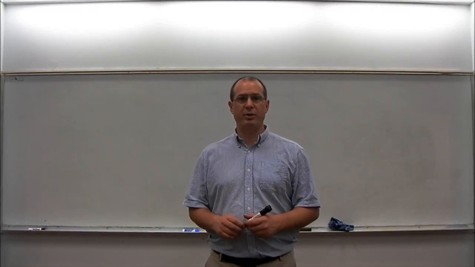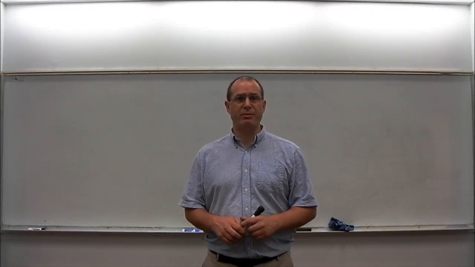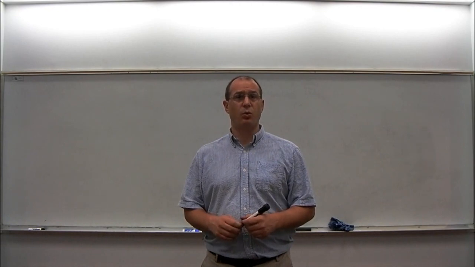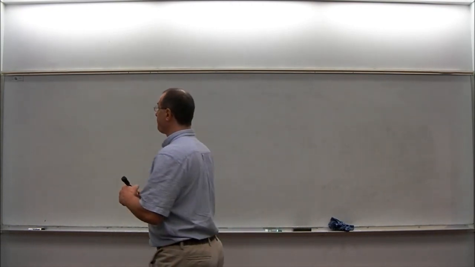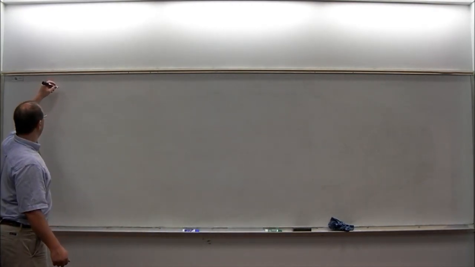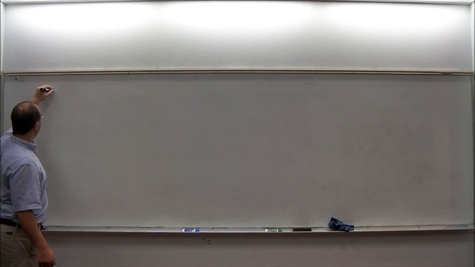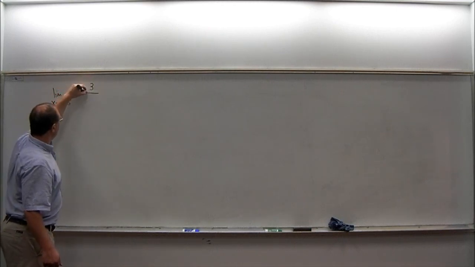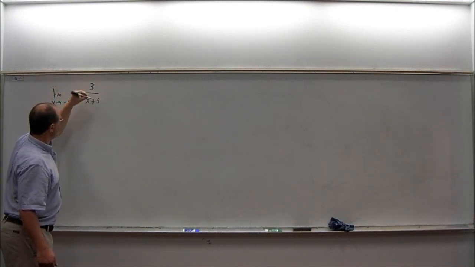Hi, I'm Dr. Incognito. In this video, we're going to examine some limits that require us to look at one-sided limits. So I'm going to do a couple of examples. In the first example, let's look at the limit as x goes to -5 of 3 over x plus 5.